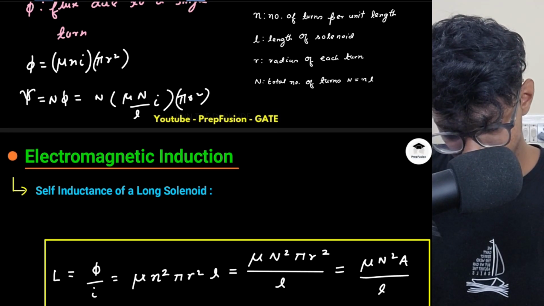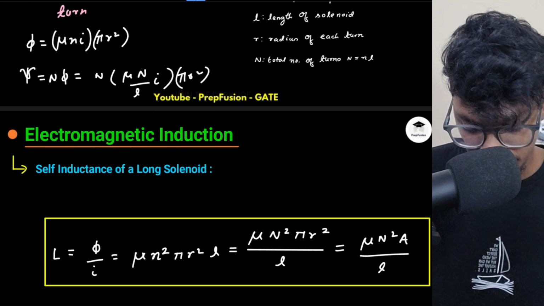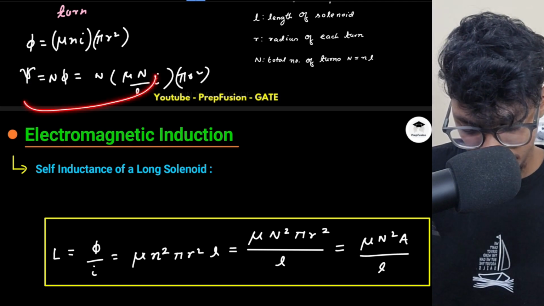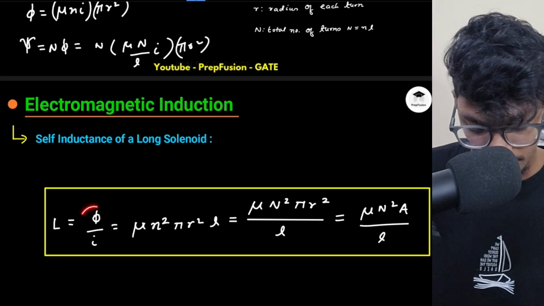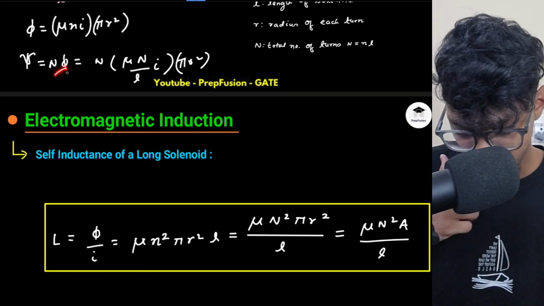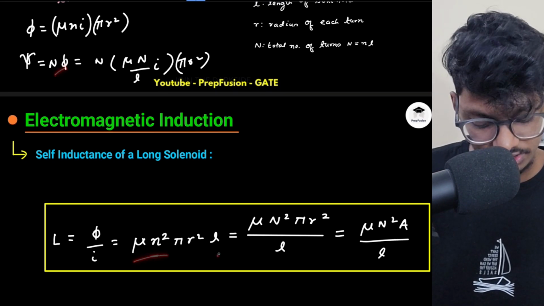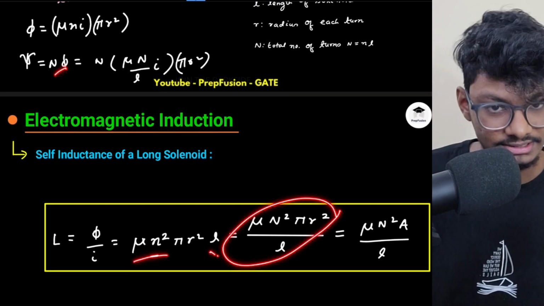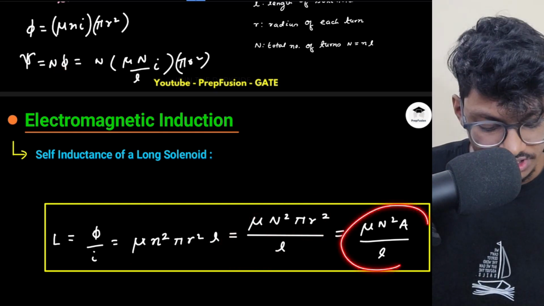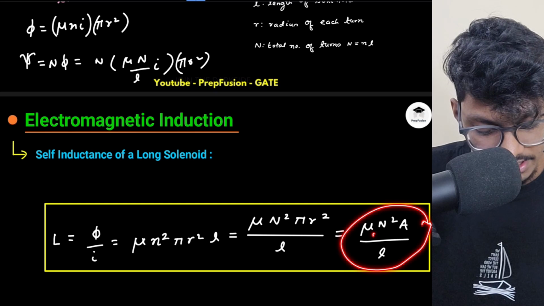So we get a formula for inductance. Inductance is flux divided by the current. So I put the current here, and phi by I will be mu small n squared pi r squared L, or you can write it as mu capital N squared pi r squared by L, or in more generalized terms, mu N squared A by L.